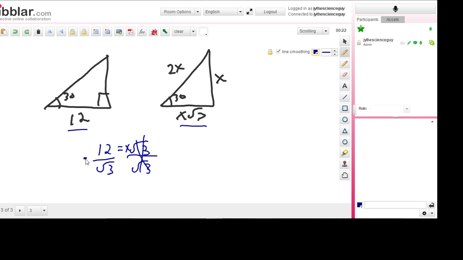Watch this. I'm going to multiply the top and the bottom by the square root of 3. What is square root of 3 divided by square root of 3? 1. So have I changed the number? No. So the square root of 3 times the square root of 3 is equal to what?